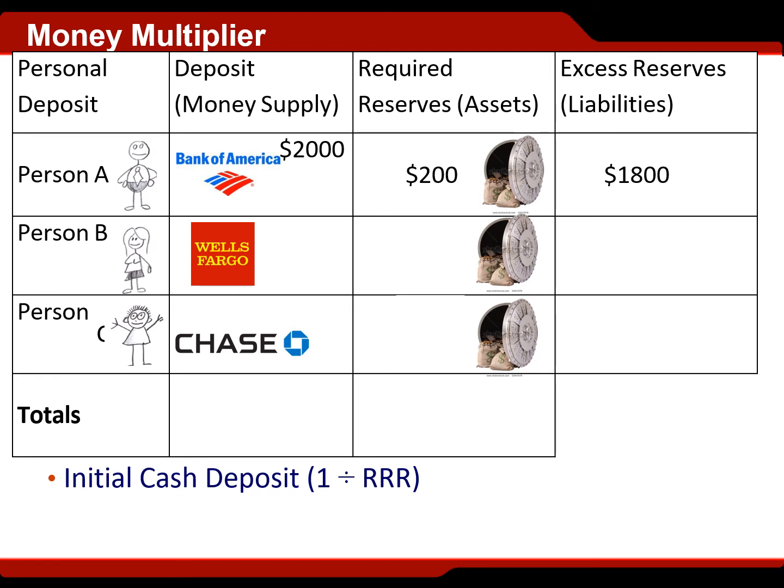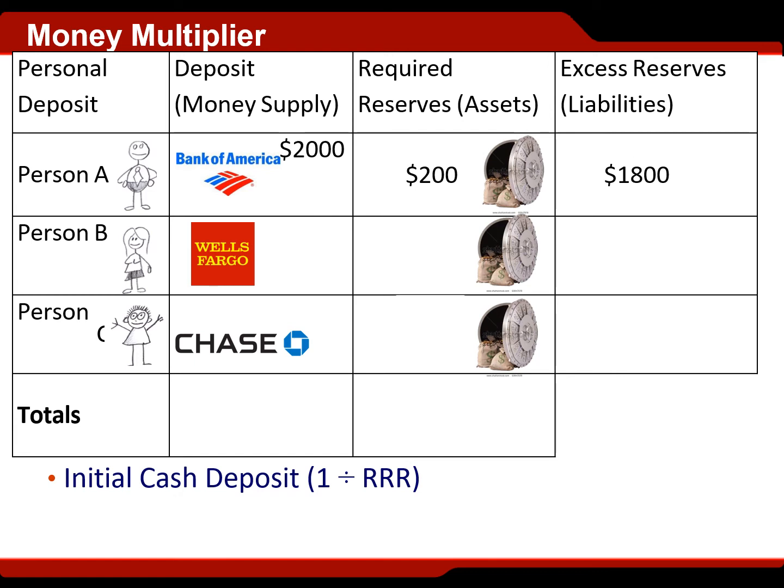And let's just say that Bank of America doesn't want to hold any excess reserves. They want to loan out every dollar they get. And let's say that the same day that I deposit my $2,000, like literally after I walked out of the bank, some woman walks in, person B, and she says, oh yes, I need to borrow exactly $1,800. And Bank of America says, oh my gosh, what a coincidence. We have exactly $1,800 that we would love to lend you today.